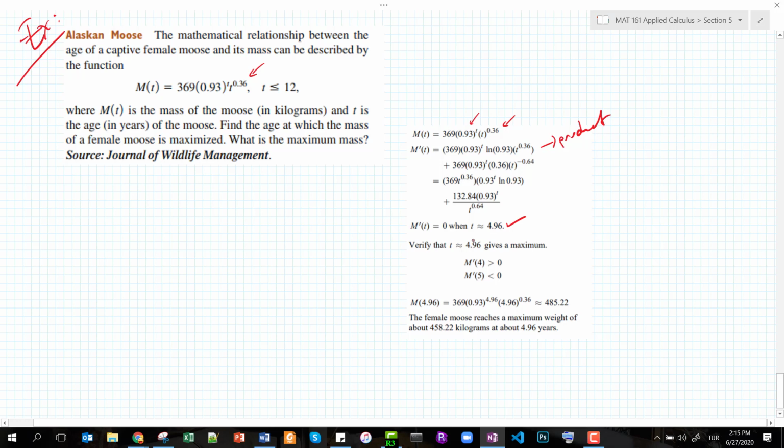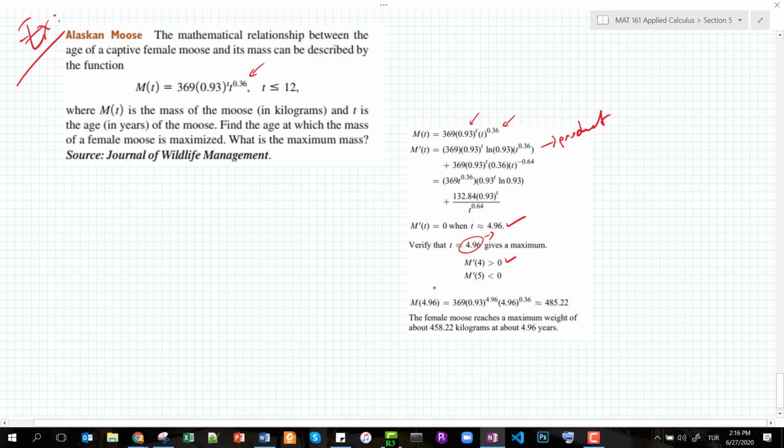From the first derivative test, we need to check whether my function's derivative is positive around this point. As you see, m prime of 4 is going to be bigger than 0, but m prime of 5, which is bigger than 4.96, is going to be less than 0. That shows me this point is going to be the maximum point for the function.